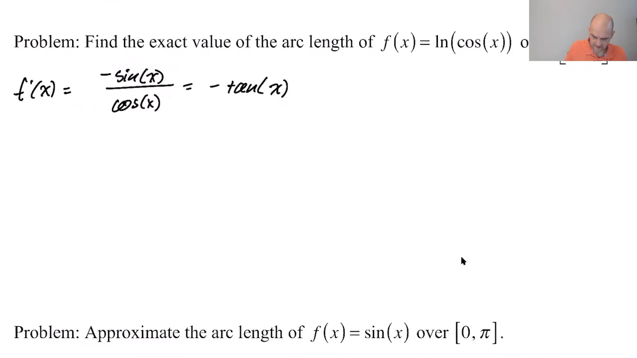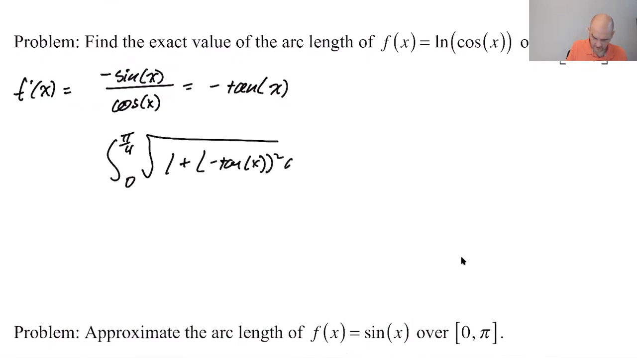And so what we want to do is the integral from 0 to pi over 4 of the square root of 1 plus negative tan of x. I'm writing really big, probably going to regret that.